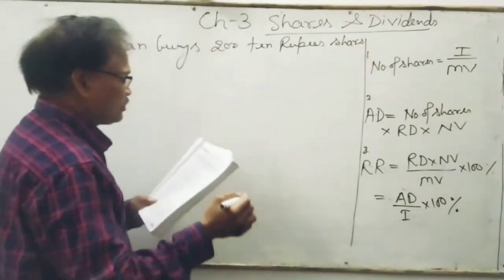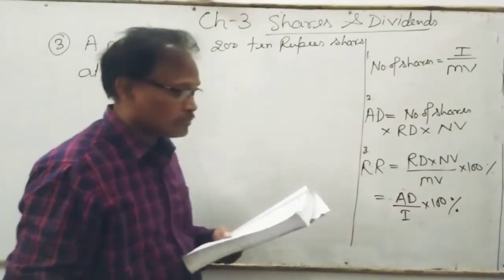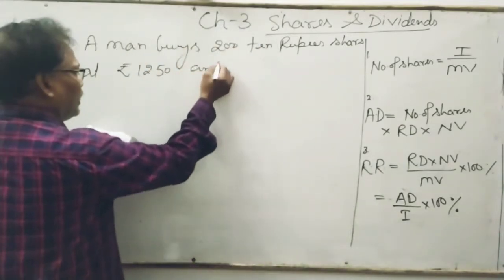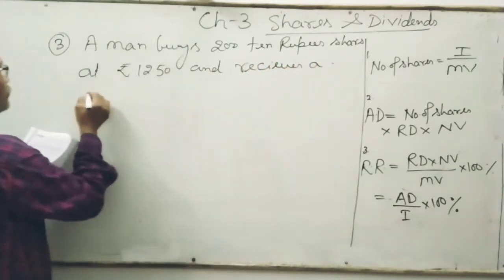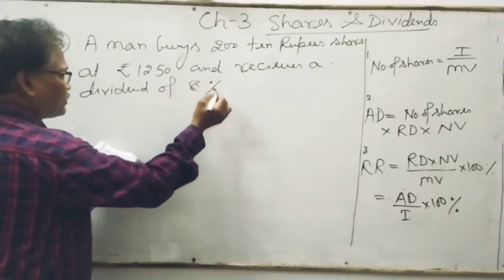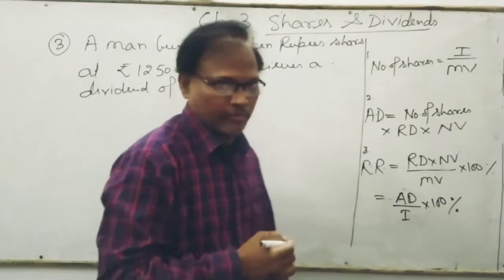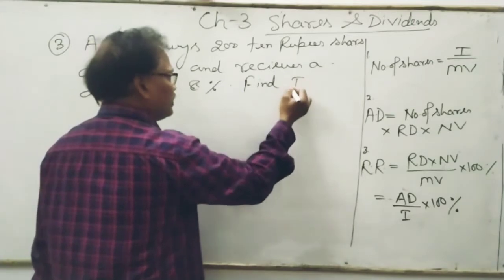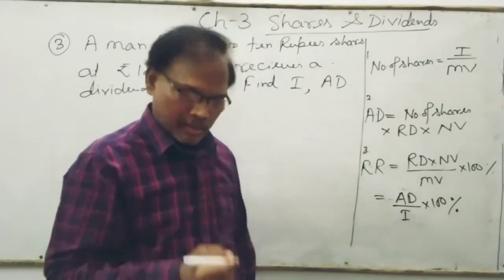at rupees 12.50, and receives a dividend of 8%. Find the amount invested by him and the dividend received by him. That means you have to find the investment and the annual dividend. When the question says dividend, it means the annual dividend.